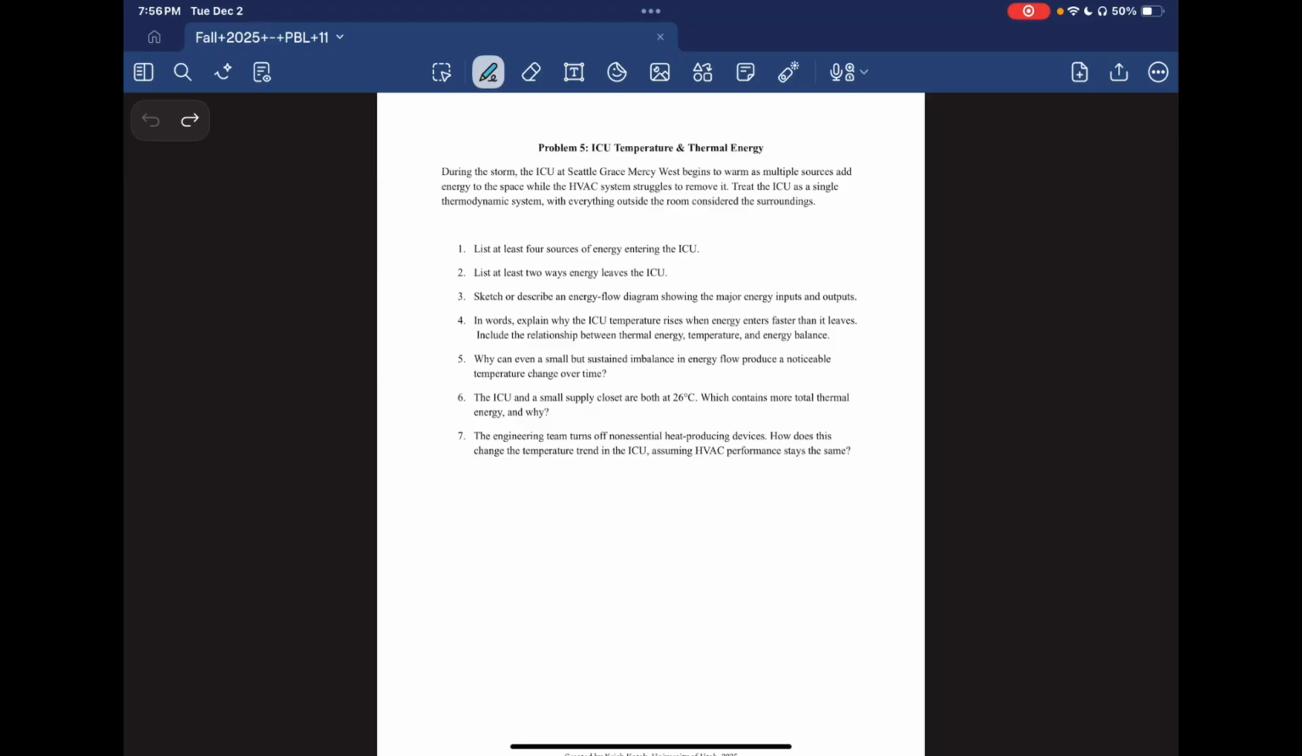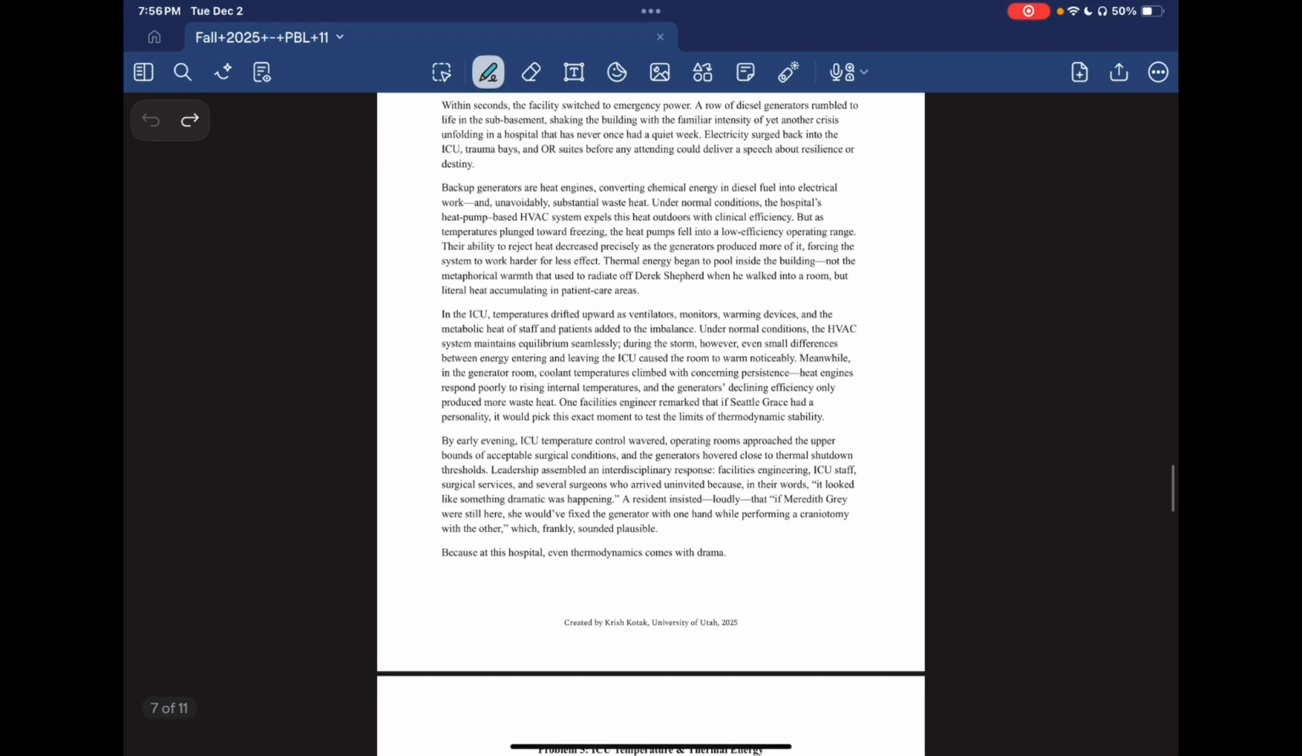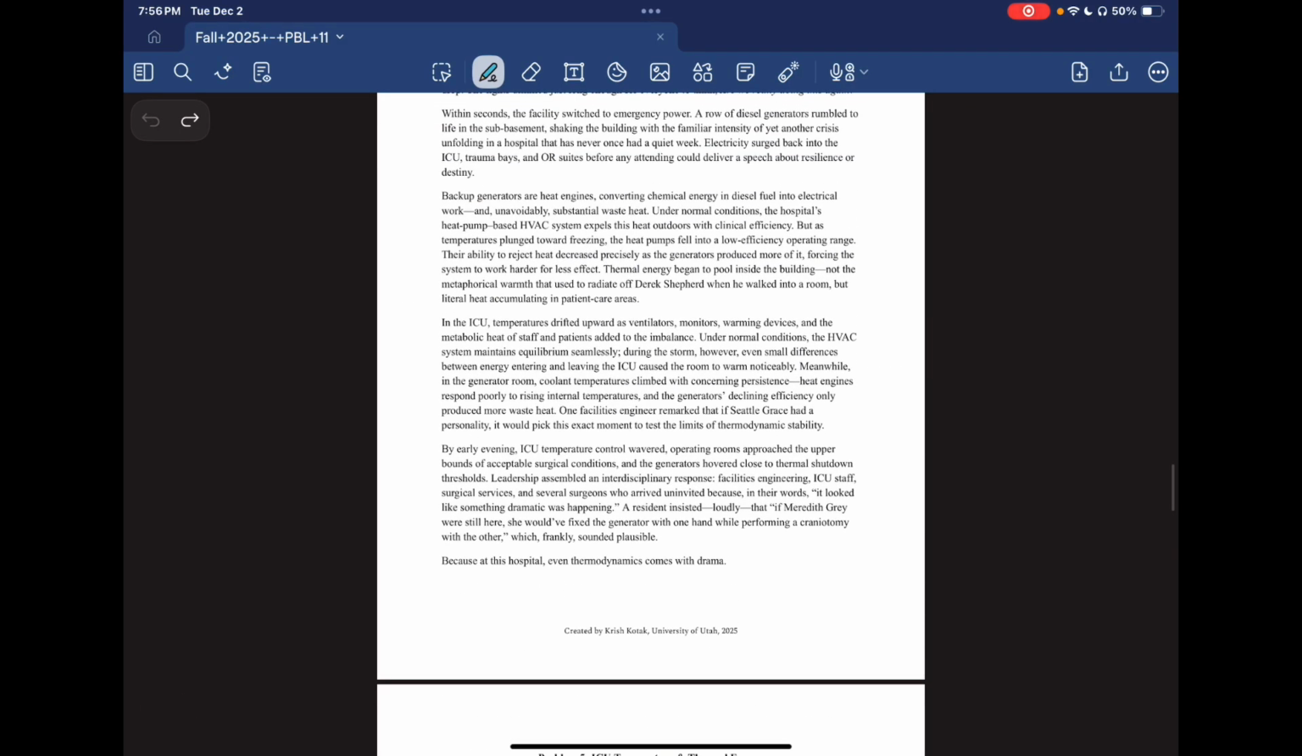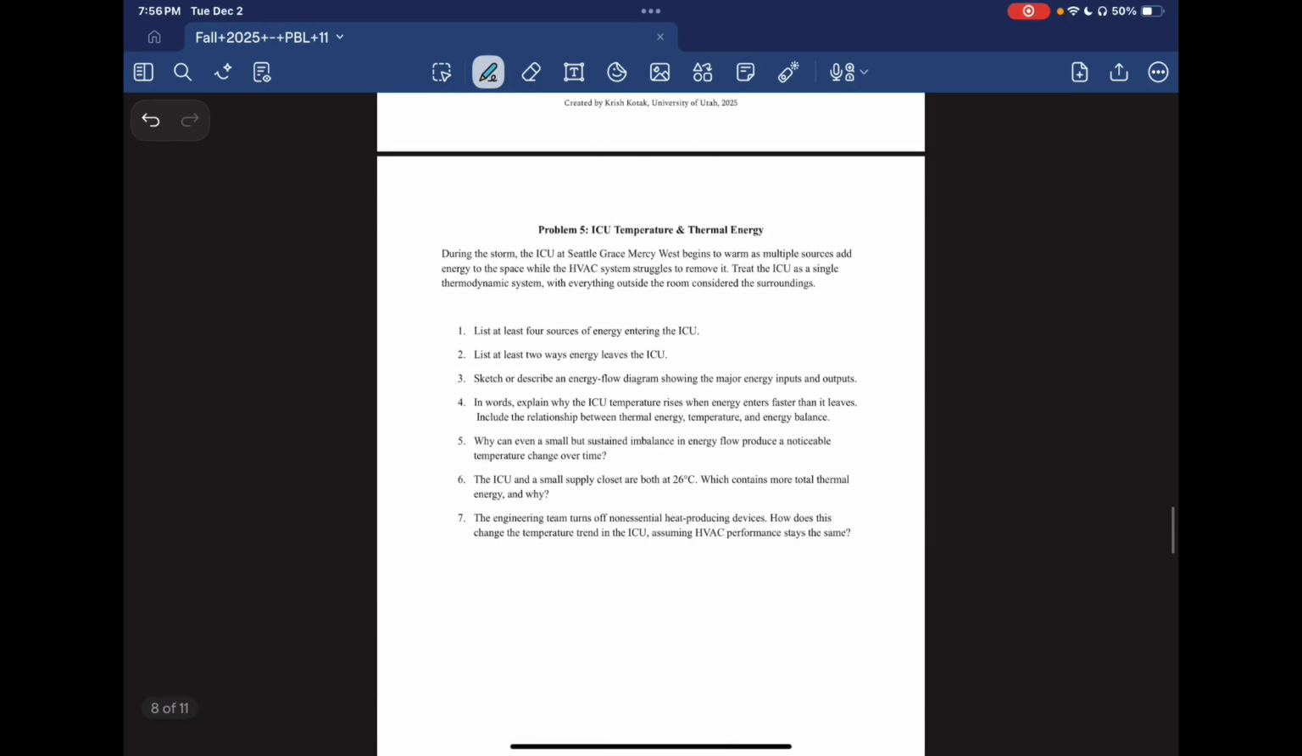But the first thing it wants us to do is list at least four sources of energy entering the ICU. If you go up to the previous document, we've got ventilators, monitors, warming devices, metabolic heat of staff and patients. So those are four things adding to the ICU already.